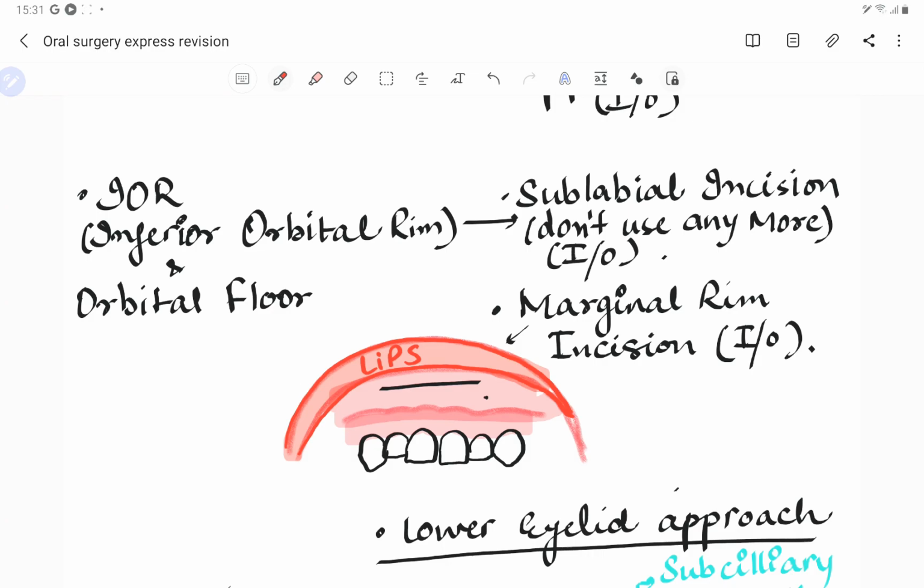To reach the infraorbital rim and the lateral buttress of the maxilla, we go for the marginal rim incision. Because what happens in the sublabial incision, this is the point where we go for it, there is this vestibular approach, the wound reopens and creates one more wound. So there is wound dehiscence. Because of the wound dehiscence, that is opening up the wound, we do not go for the sublabial incision anymore. We go for the marginal rim incision if we are going intraorally.